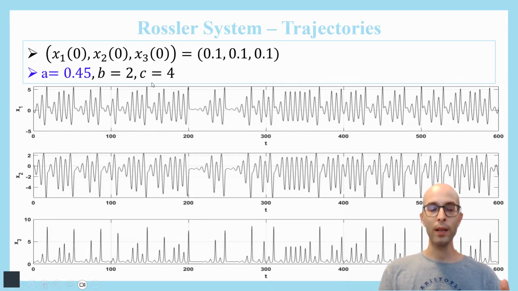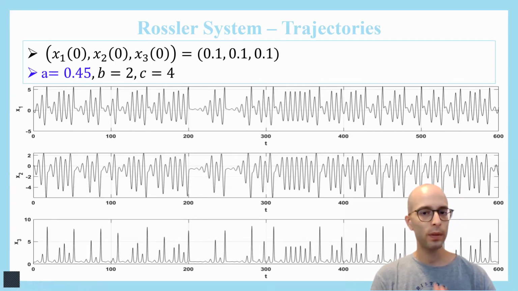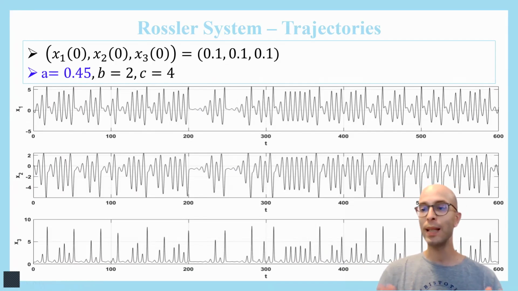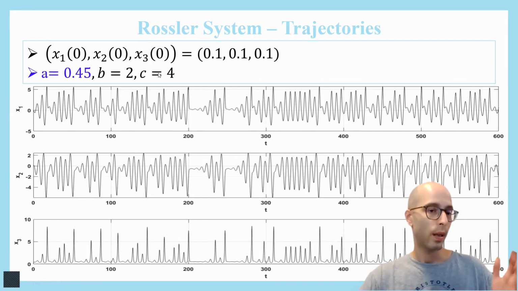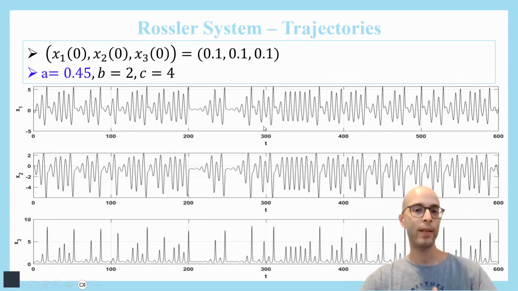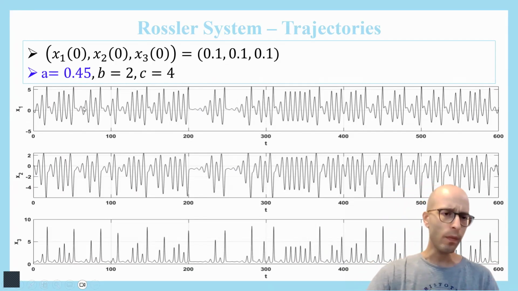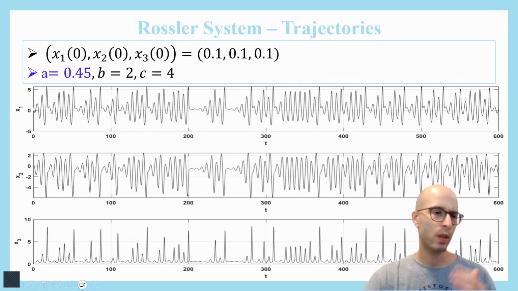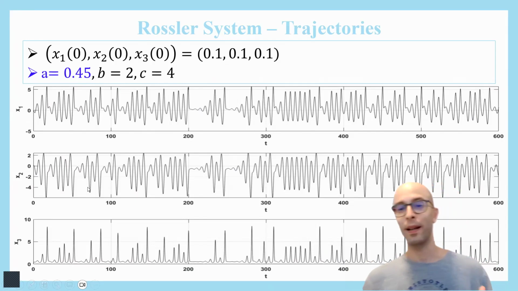And what you see right here is the solution of the system. Okay, I have solved it numerically in MATLAB. This is the solution for 600 seconds, and it is plotted with respect to time. So the x-axis is time, and the y-axis in each graph is the first, the second, and the third state. So what do we see here?